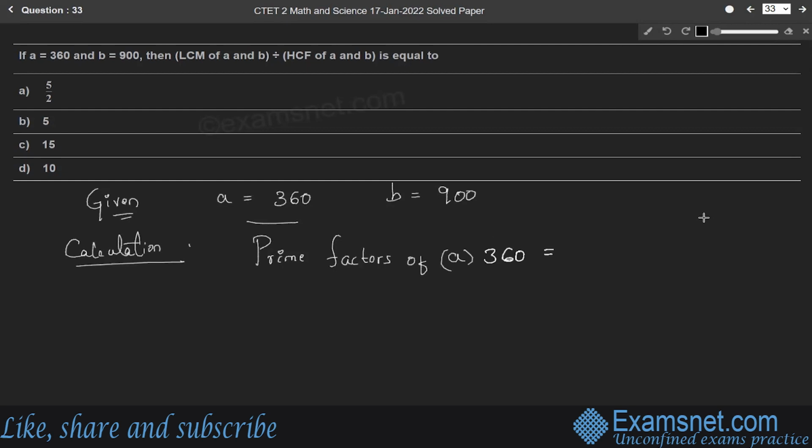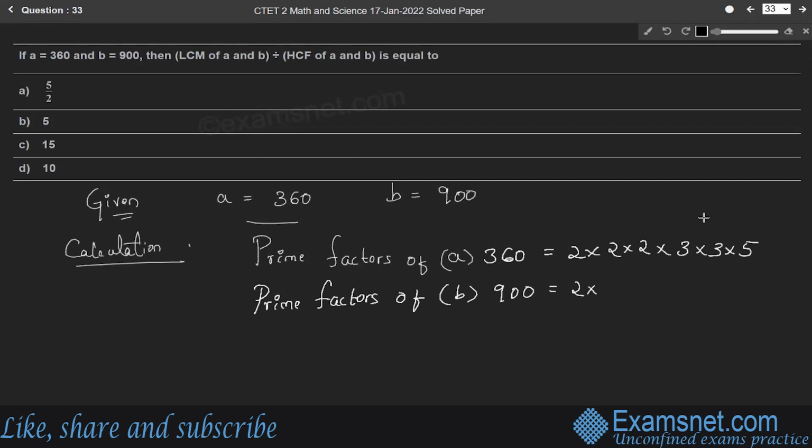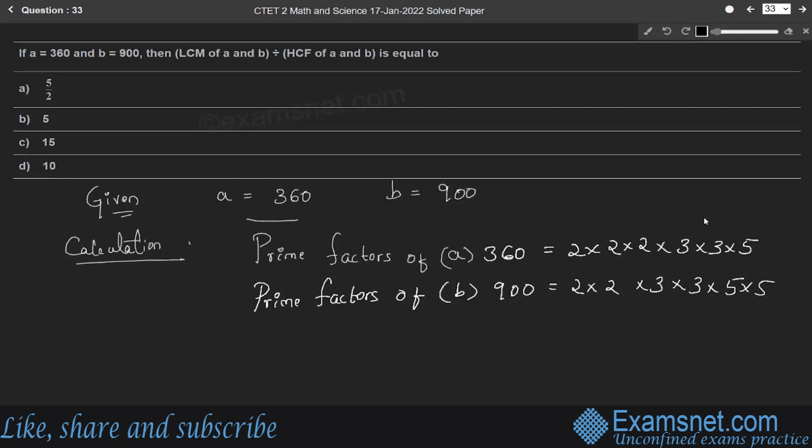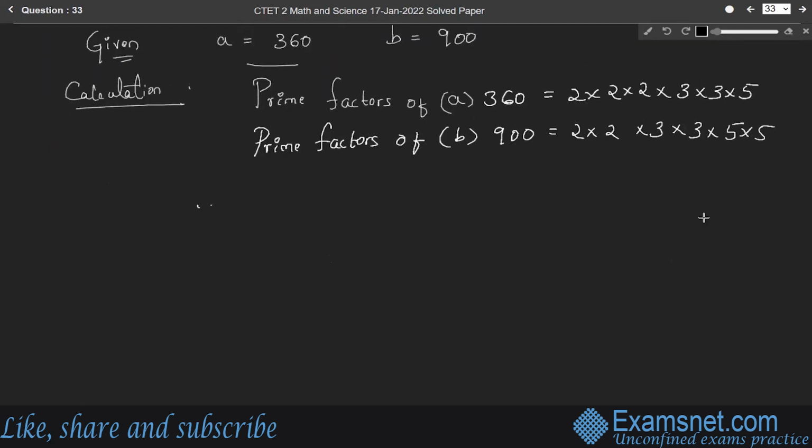360 is equal to 2 into 2 into 2 into 3 into 3 into 5, right? So prime factors of 900, that is B, is equal to 2 into 2 into 3 into 3 into 5 into 5, right? Therefore, highest common factor, so HCF of 360 and 900.